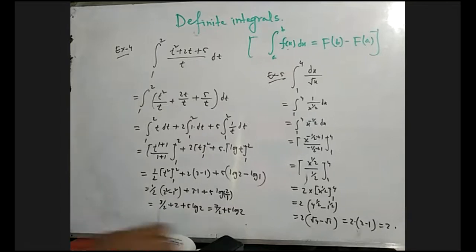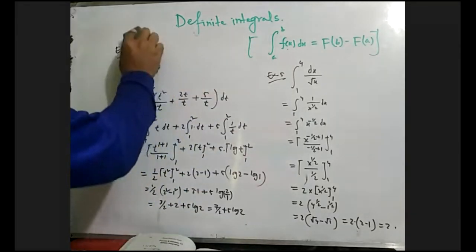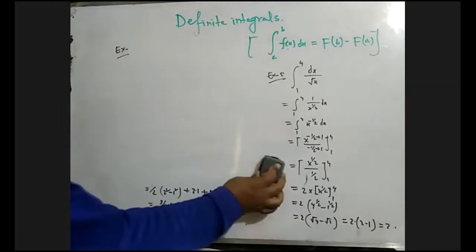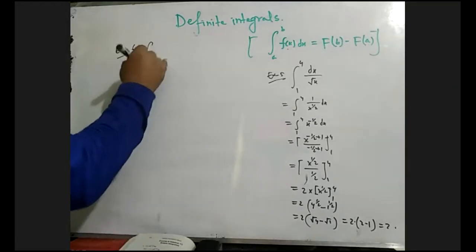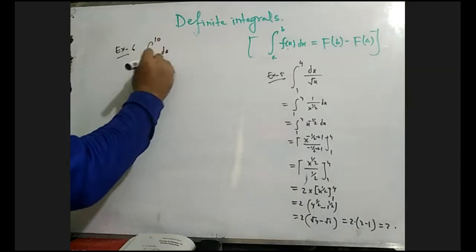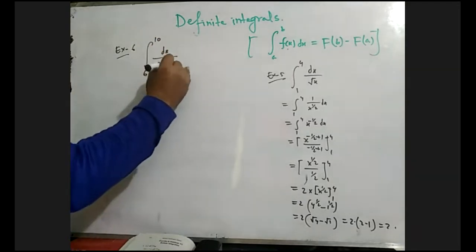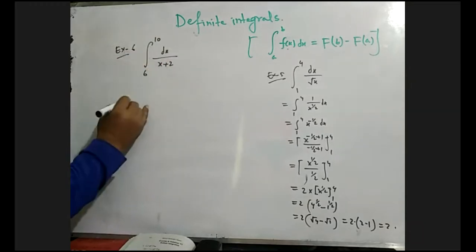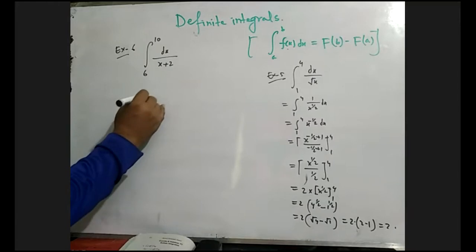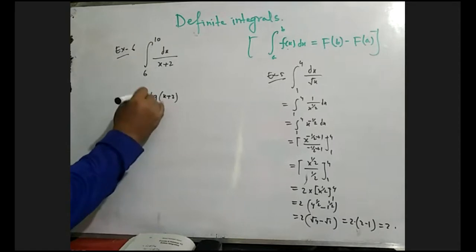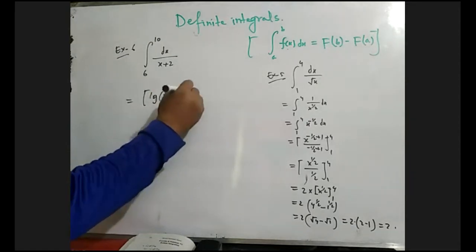Another example. Example 6. Integration from 6 to 10 of dx divided by x plus 2. What will be the integration of this? You must know the 1 by x formula: log x. Okay. So limit will be upper limit 10, lower limit 6.